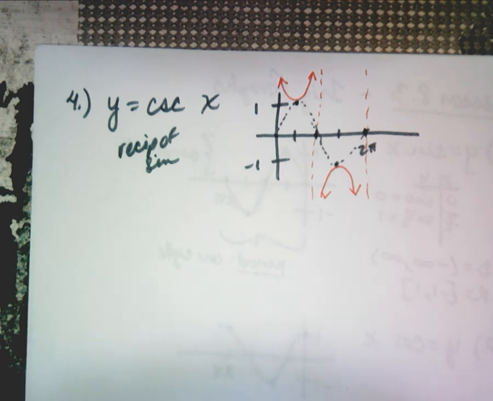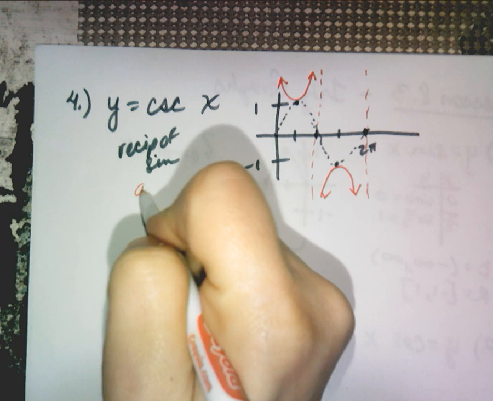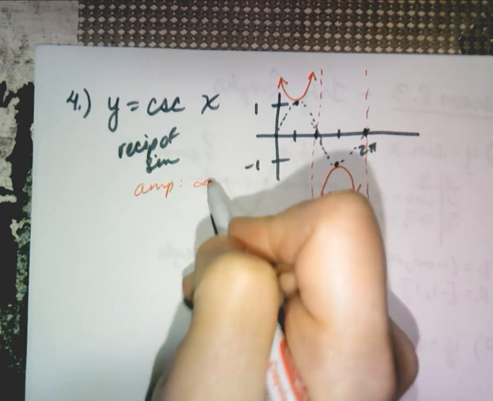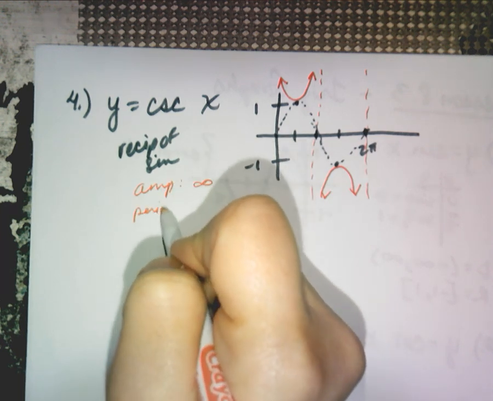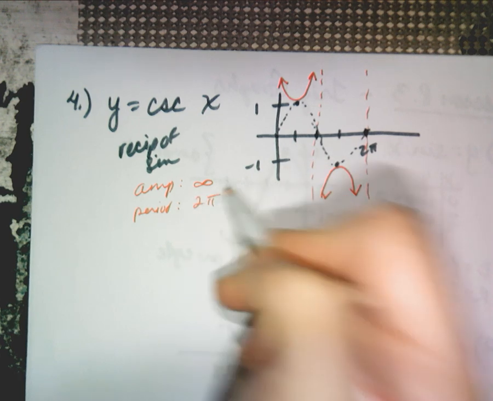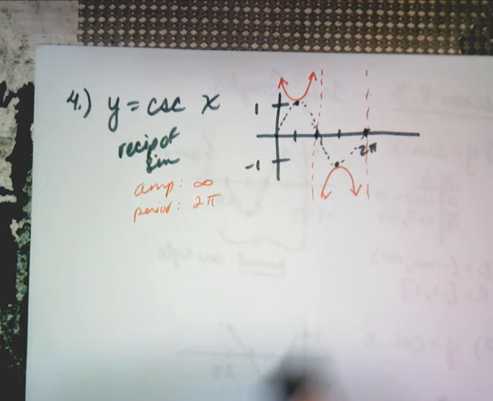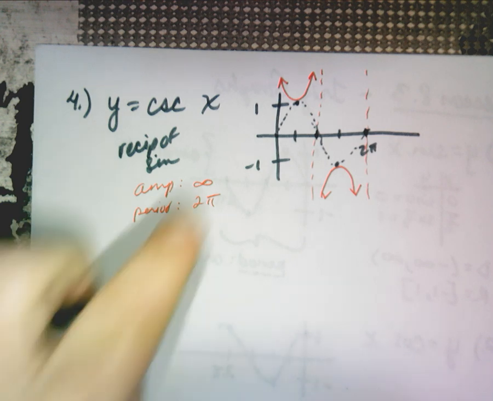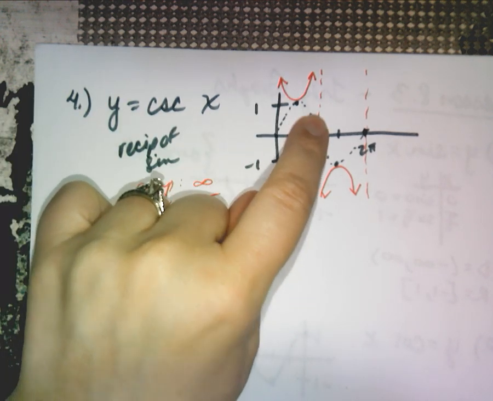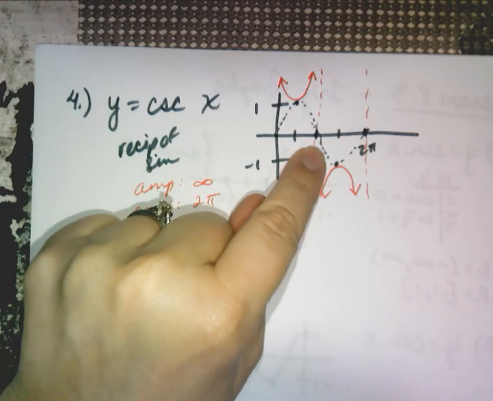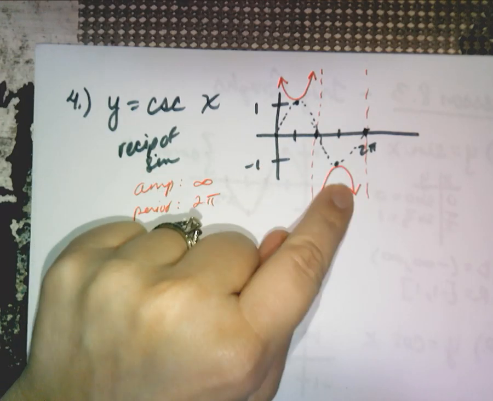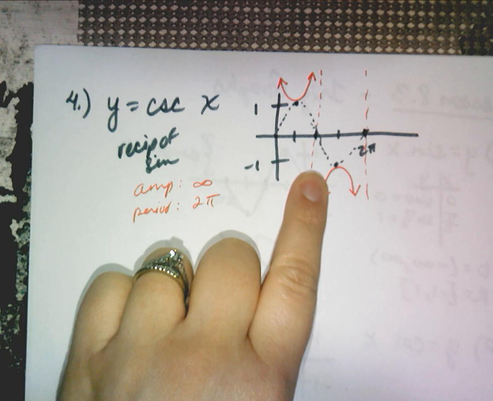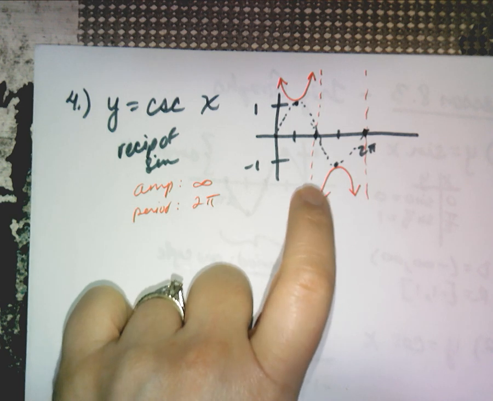The reciprocal of sine. What would be the amplitude here? Infinity. Yeah, it's going off. What would be the period? Still 2 pi. You have to have an up and a down, still 2 pi. Why isn't it just pi? Because you need an up from 0 to pi over 2, or pi. The asymptote is here, at pi. Doesn't split it down the middle.